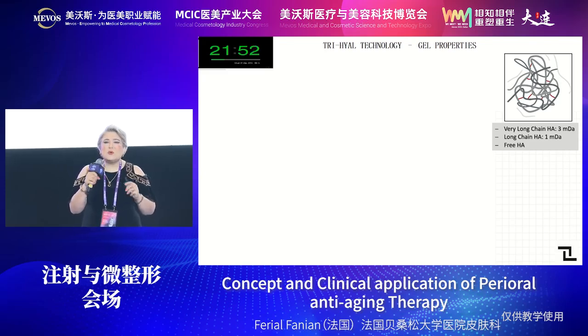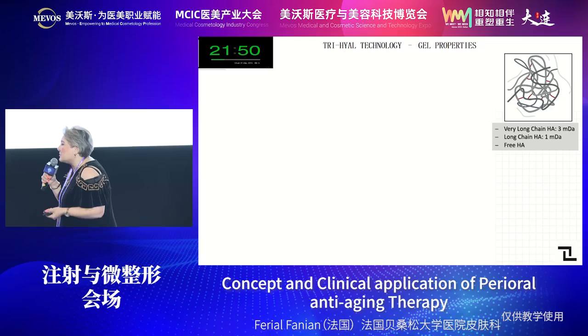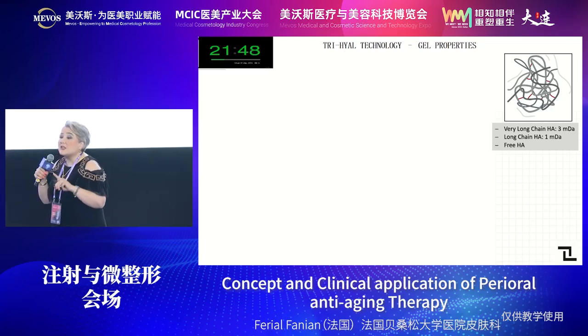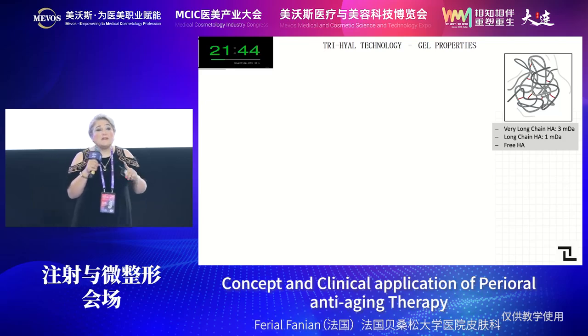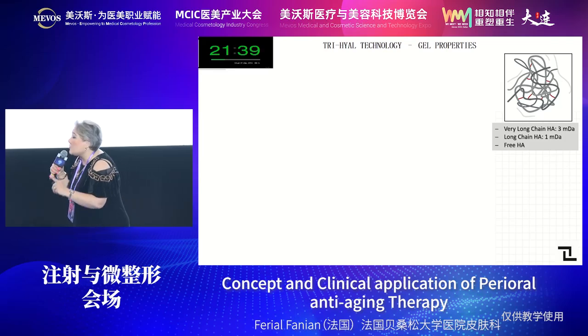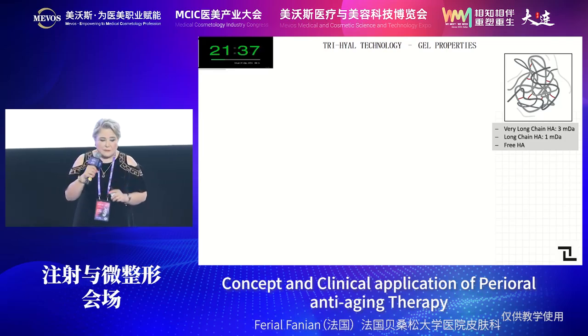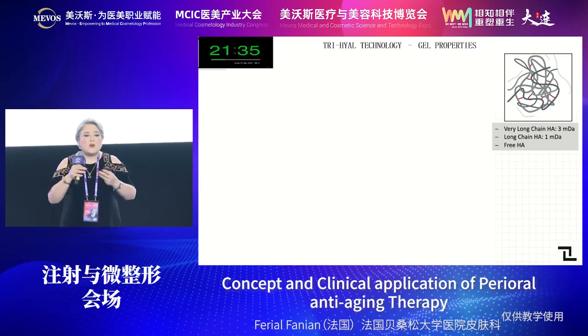And free HA. What is the interest of having the 3 million Dalton? Because when you use the long chain and very high molecular weight HA, you have the anti-inflammatory effect. And when you use the low molecular weight, you have the inflammatory effect. And these all are entangled with the free HA.